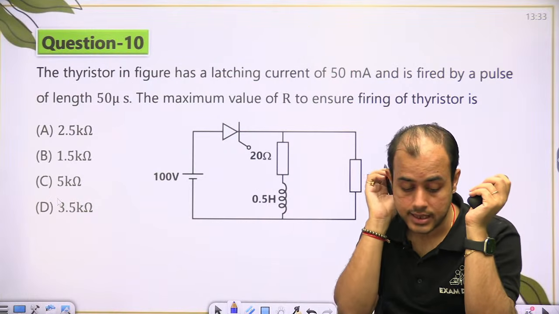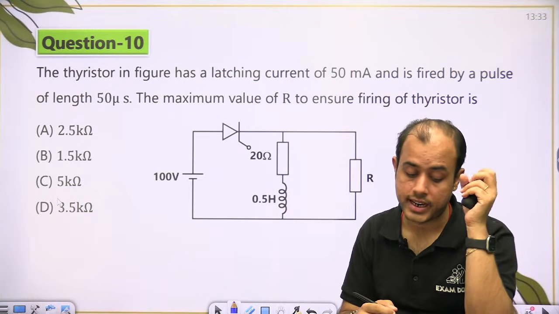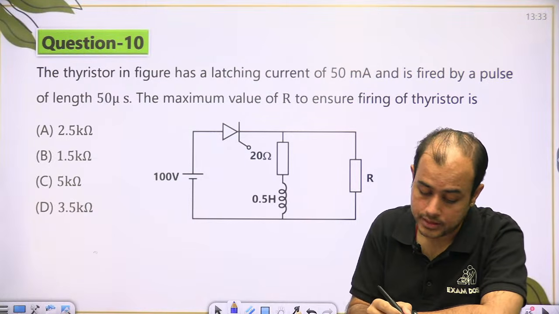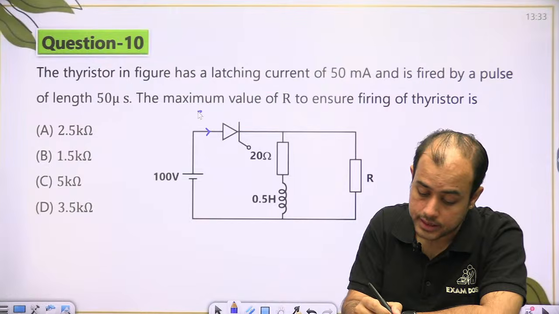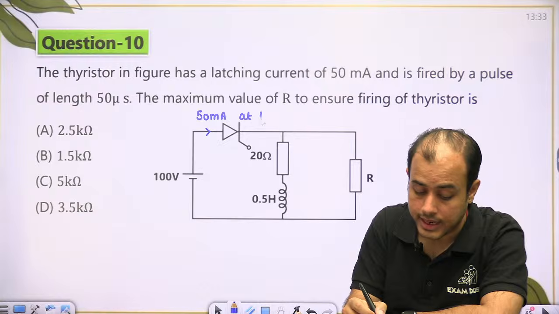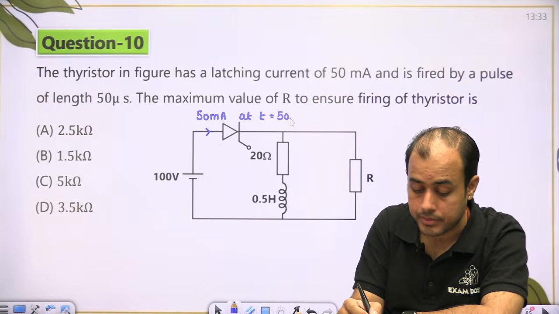The thyristor has a latching current of 50. It is fired by a pulse of length 50 microsecond. What is the value of R? So this current should be 50 milliampere at the end of the pulse width.